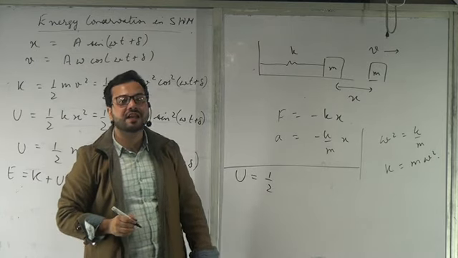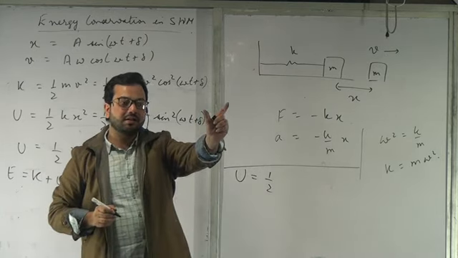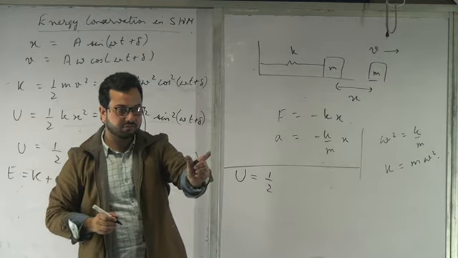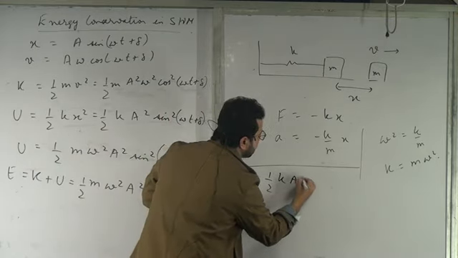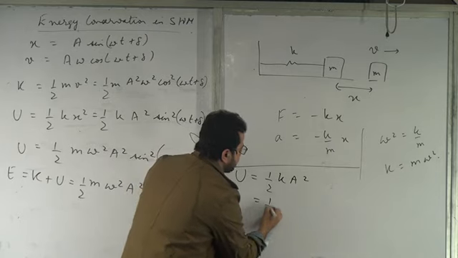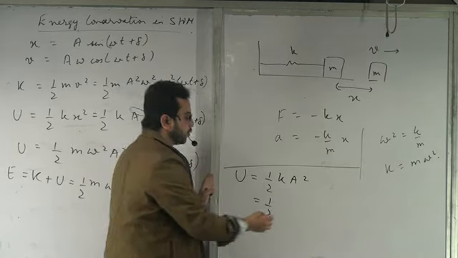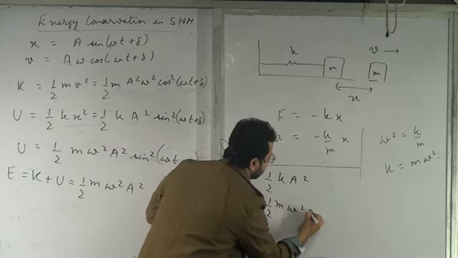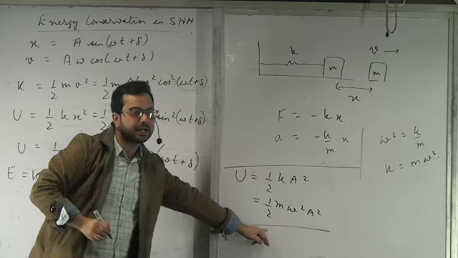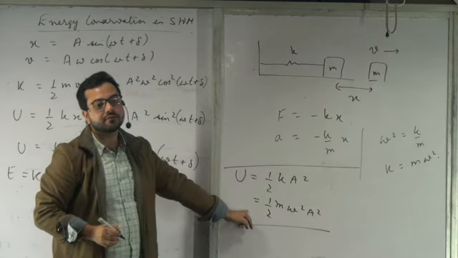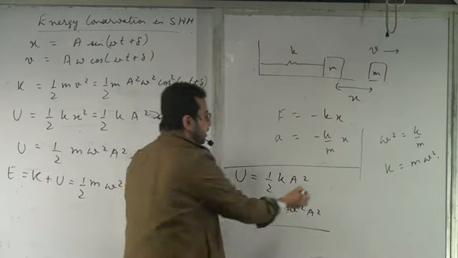That will be half k x squared, and what is x? x will be equal to A. So that will be equal to half k A squared, and basically what is k? m omega square. So at the extreme position, the entire mechanical energy is in the form of potential energy.